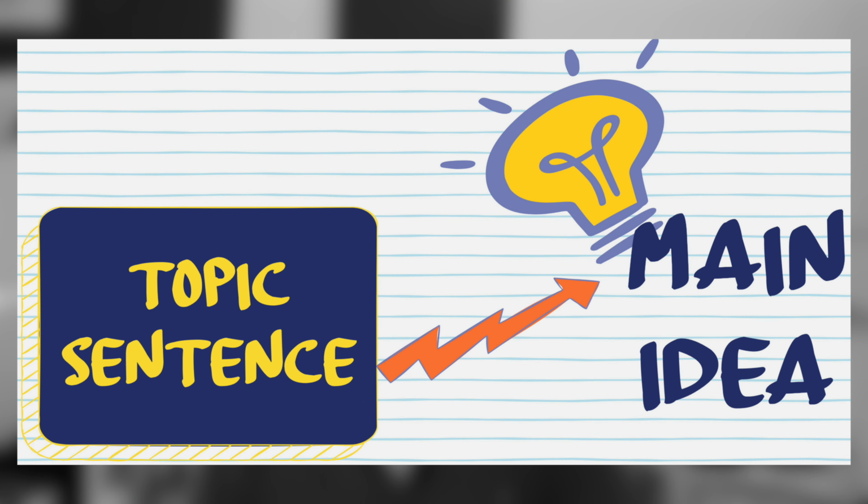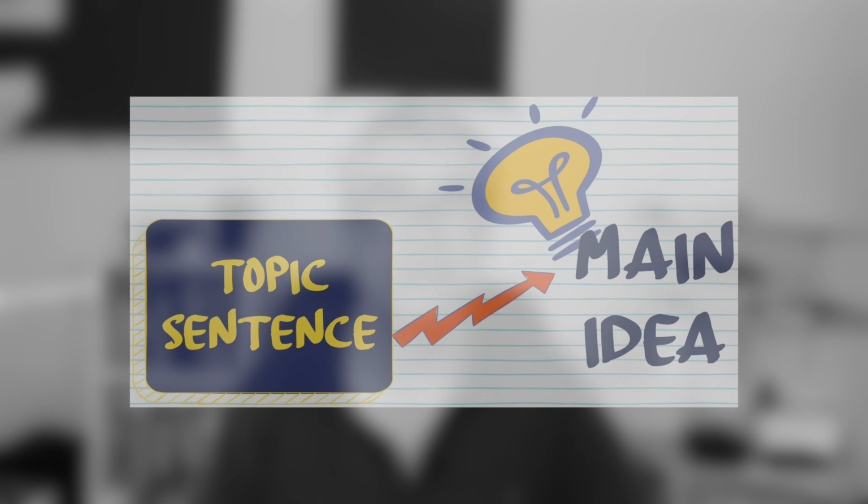The first question then is, what is a topic sentence? Well, a topic sentence is a sentence that tells the reader what the main idea of your paragraph is. Remember that you need to organise your writing into paragraphs, and each paragraph focuses on one main idea. The topic sentence clearly states what that main idea is.